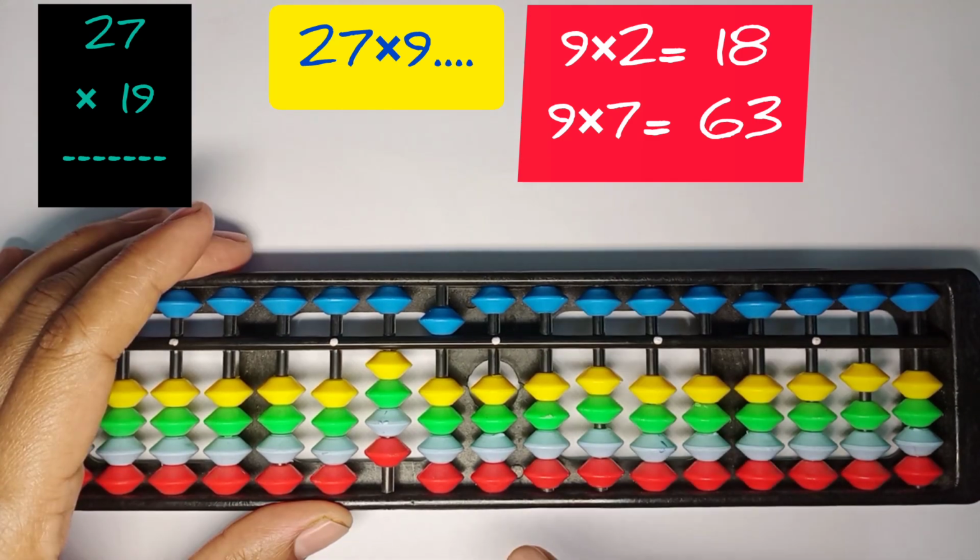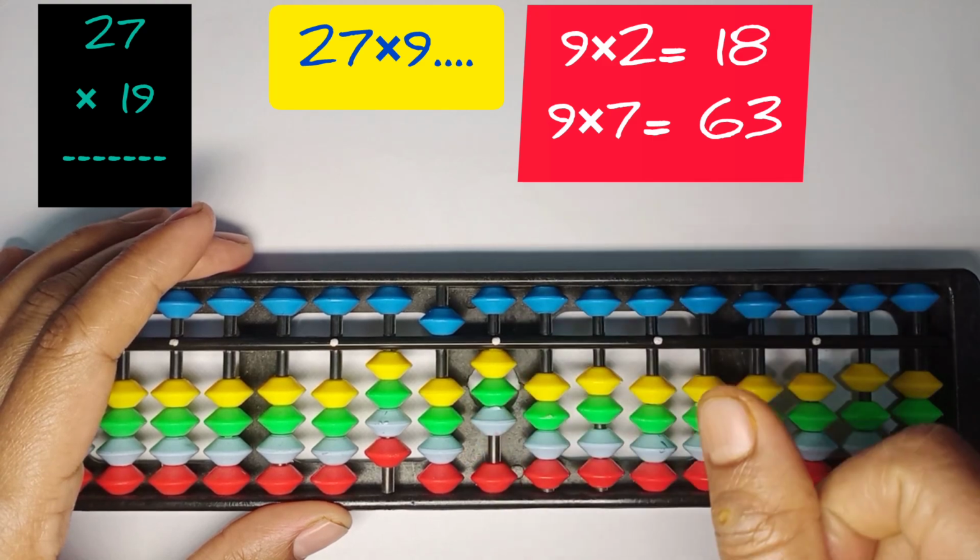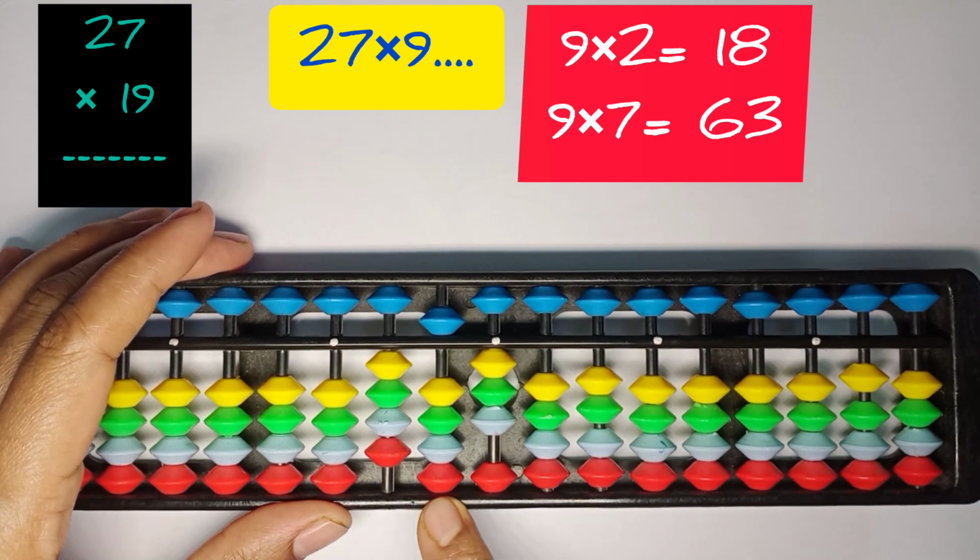9 times 7, 63. As we stopped here, we need to start from that place. This is second rod. We need to add 6 on second rod and add 3 on first rod. We can add 3 directly on first rod, but we cannot add 6 on second rod. To apply tens complements, we need to less a 4 and add a 10.